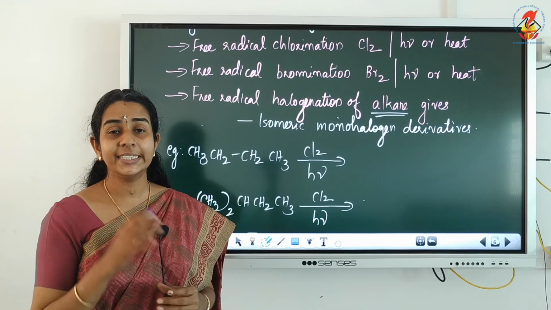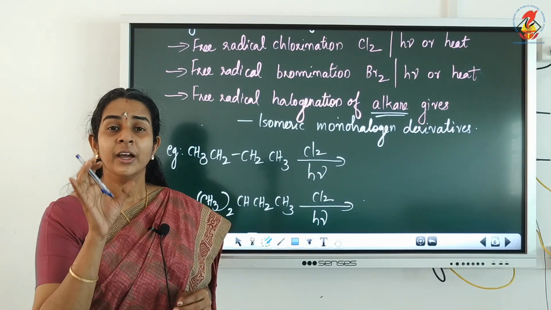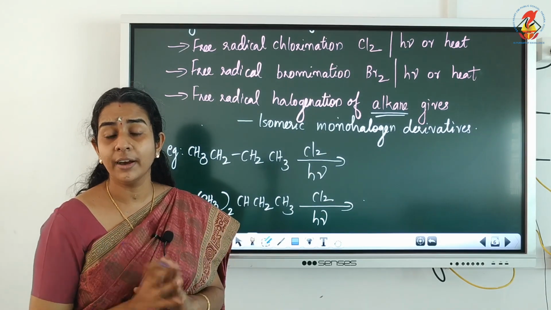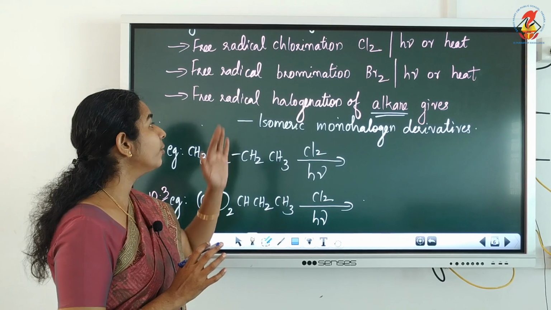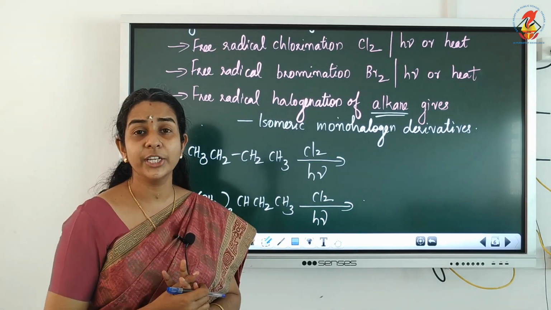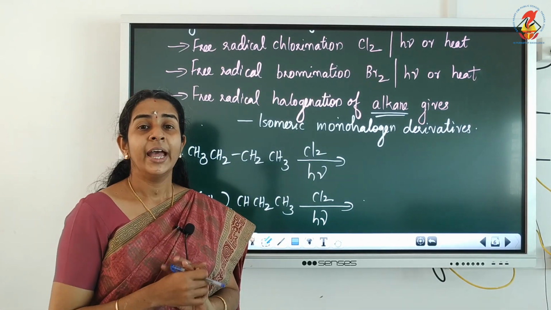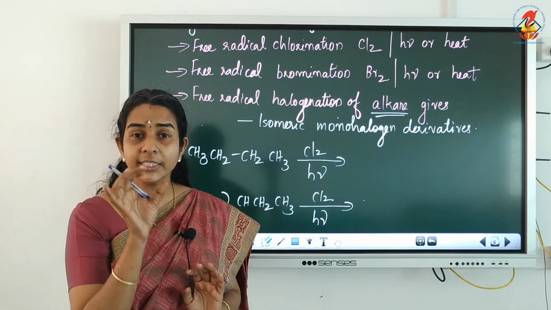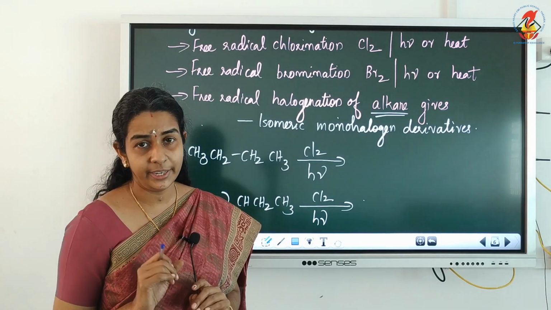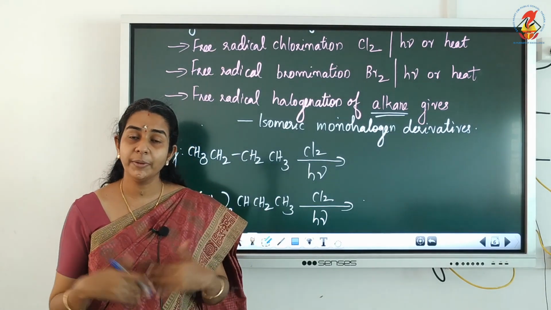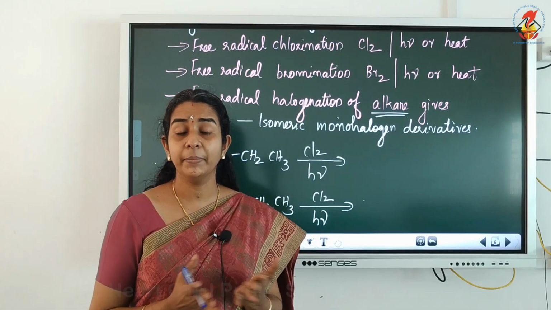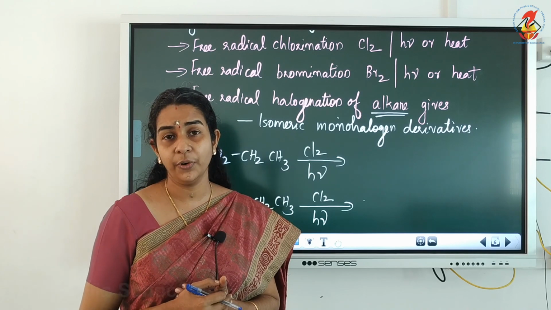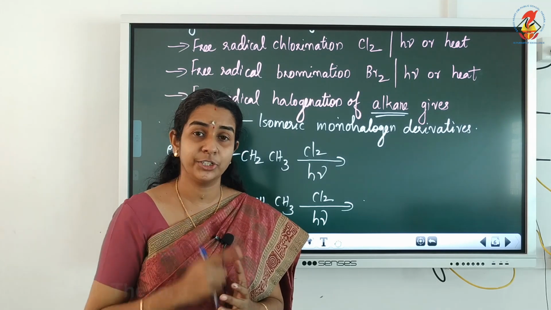Alkanes means what? These are the compounds containing only carbon-carbon single bonds. So they are hydrocarbons containing only carbon-carbon single bonds. We are going to study the free radical halogenation of alkanes only, and during this free radical halogenation of alkanes we get isomeric monohalogen derivatives. Isomeric means what? You will get different products, but the molecular formula will be the same. Monohalogen derivative means what? Yes, containing only one halogen.